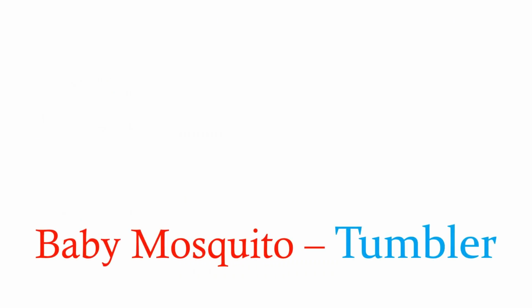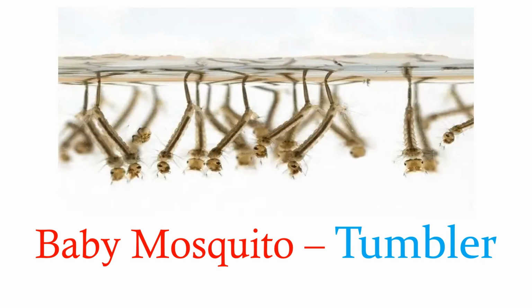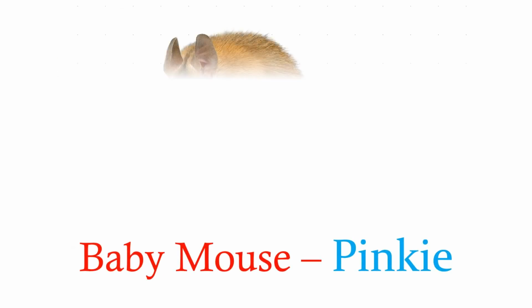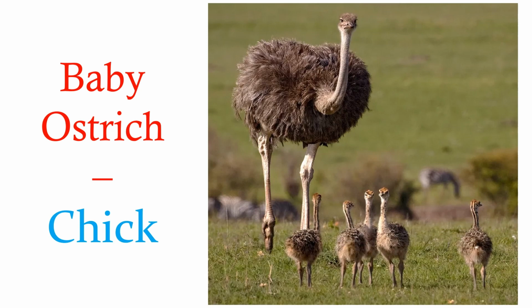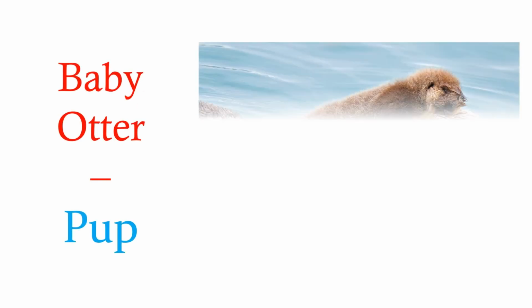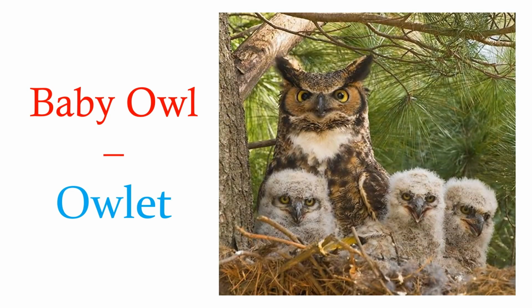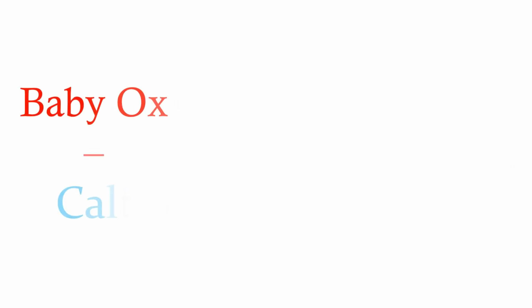Baby mosquito is tumbler. Baby mouse is pinky. Baby ostrich is chick. Baby otter is pup. Baby owl is owlet. Baby ox is calf.